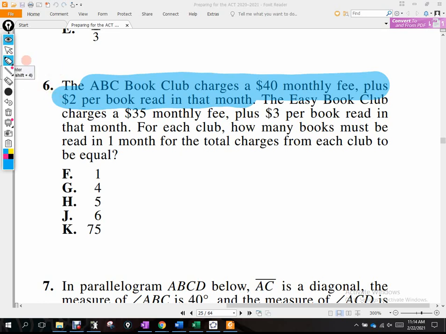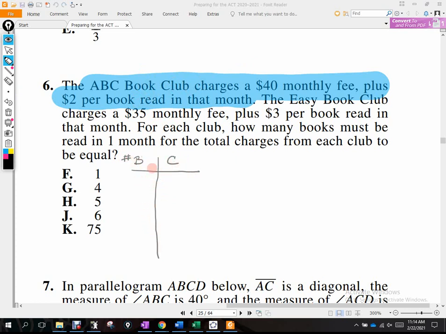So what is the ABC Book Club? What is that information they're giving me right there going to allow me to do? I could create a table. Let's go the table route. Let's do that. So if I'm going to go the ABC book route, this is, let's say, number of books, and this would be the cost, right?